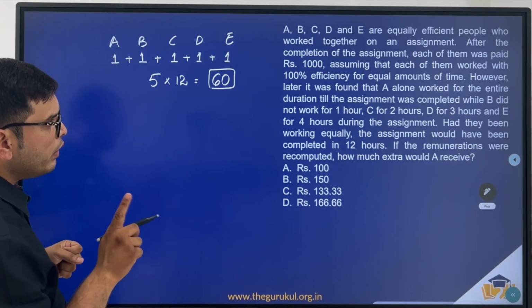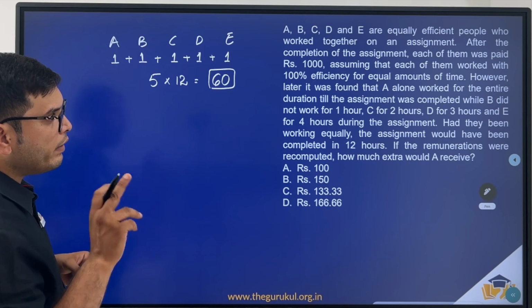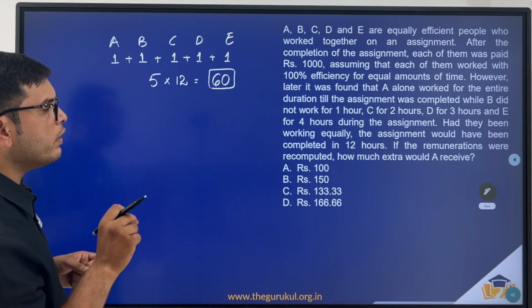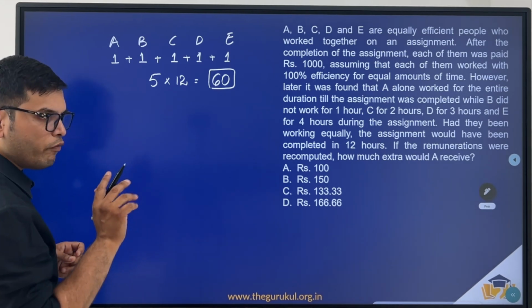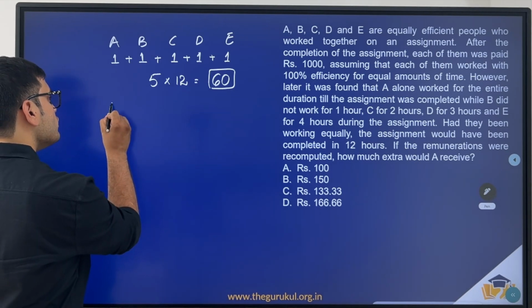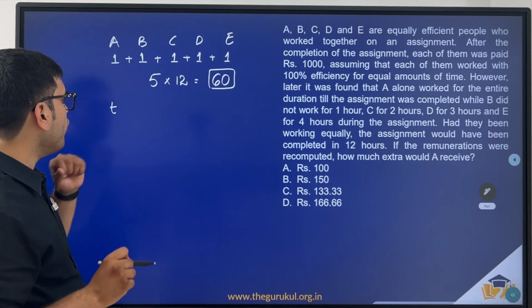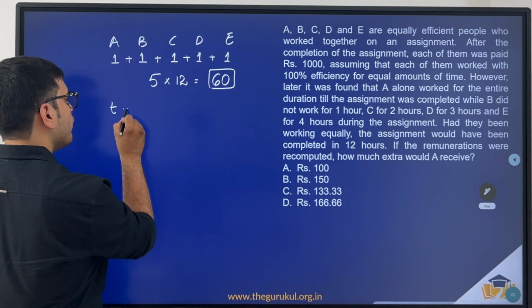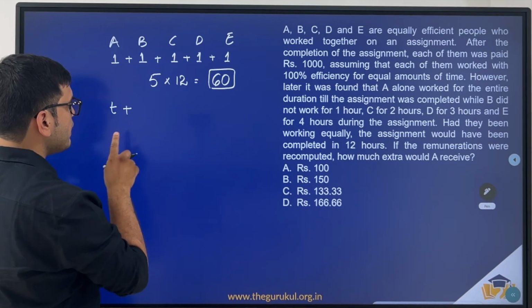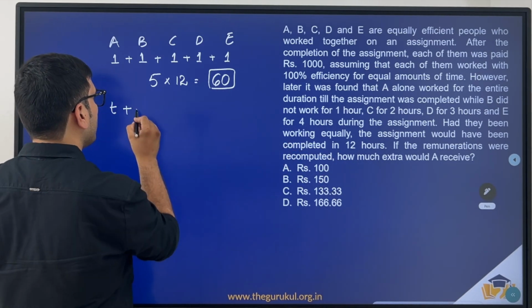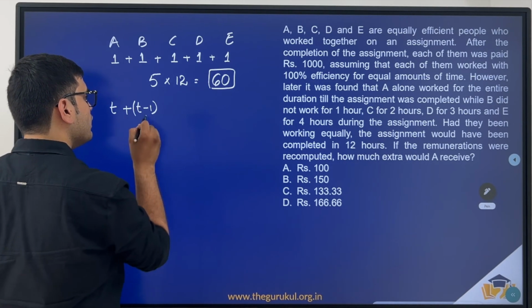Now, here in the second case, it is given that later it was found that A alone worked for the entire duration. Now, we do not know the duration. Let the duration be T hours. So, A worked for T hours, B worked for 1 hour less than T hours because B did not work for 1 hour. So, B worked for only T minus 1 hours.